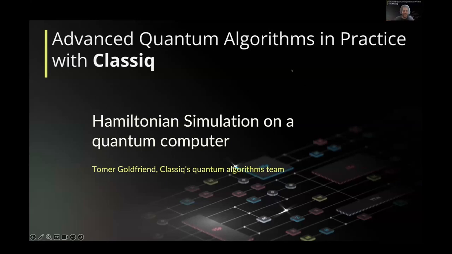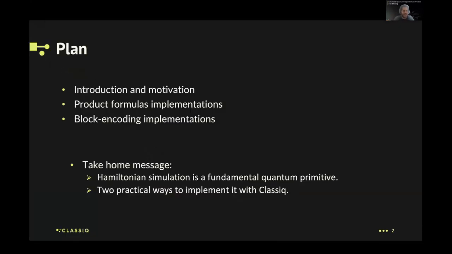Thank you very much for the introduction. So indeed I will tell you about Hamiltonian simulation and how to implement it in general, but in particular with Classiq. And this is essentially my plan. I will start with some introduction and motivation. And then I will go immediately to two different ways to implement Hamiltonian dynamics, one with product formulas and another one which is based on block encoding. And the take-home message will be first that Hamiltonian simulation is a fundamental quantum primitive. And of course, the two practical ways to implement it will also be a take-home message.